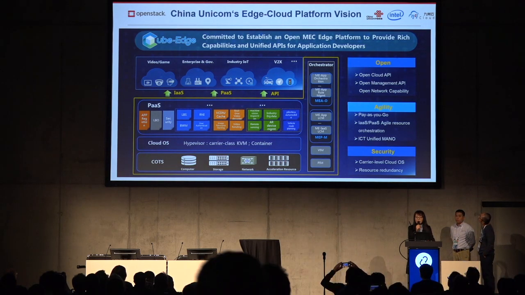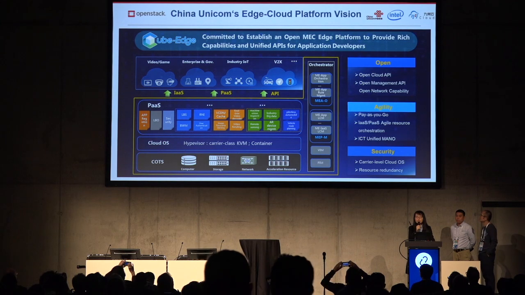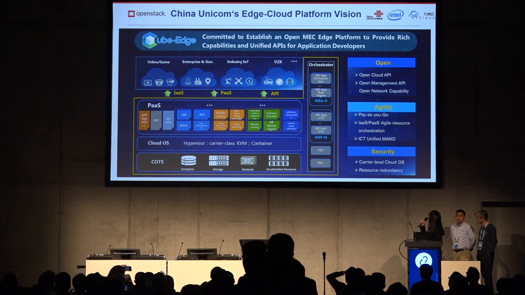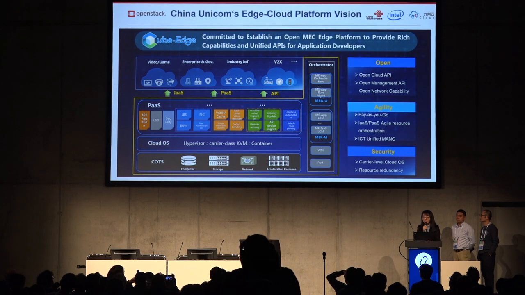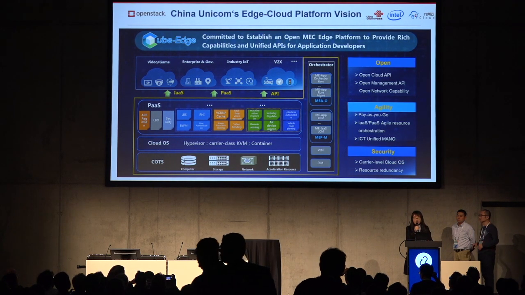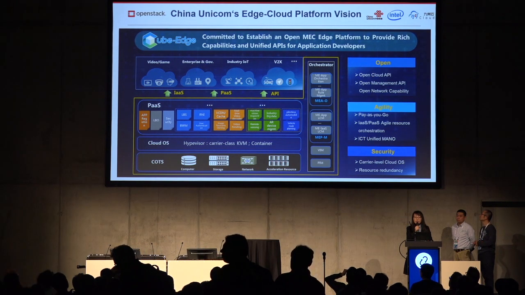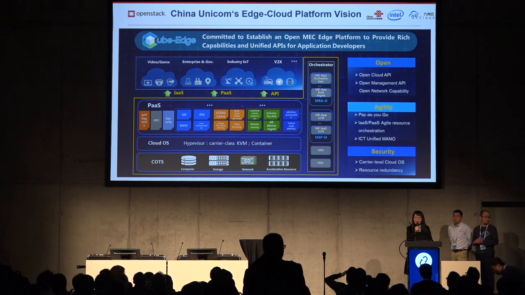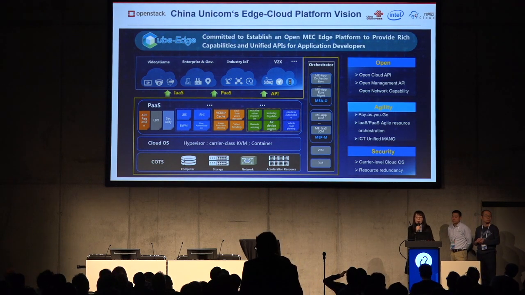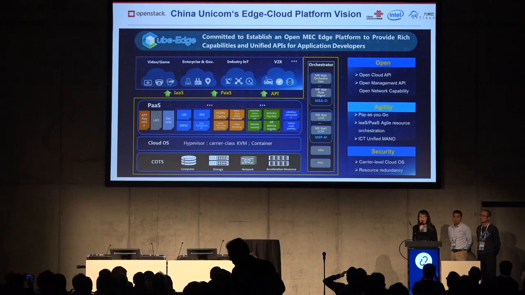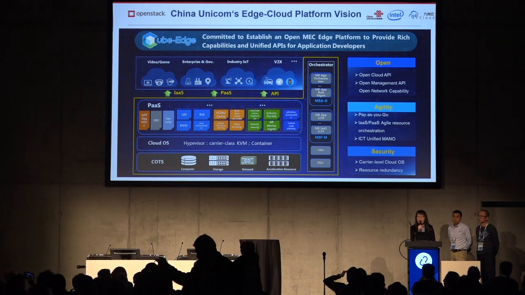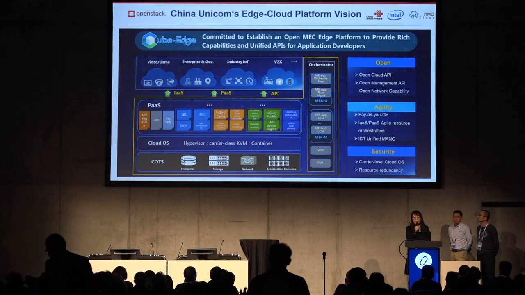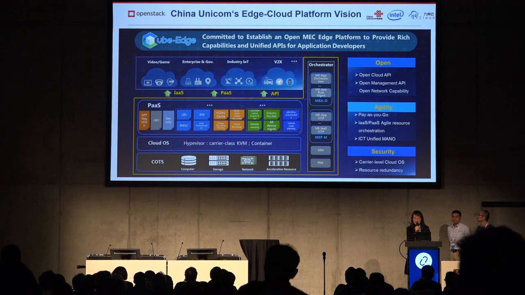There are three main characteristics of our edge platform. The first one is open. We can provide the open cloud API, the open management API, and open network capabilities, such as LBS, ANI, QoS, AI, real-time transcoding, cloud rendering, and so on. The second one is agility. We can provide agile IaaS and PaaS services, as well as agile orchestration and management. So the customers can apply for online resources on demand.